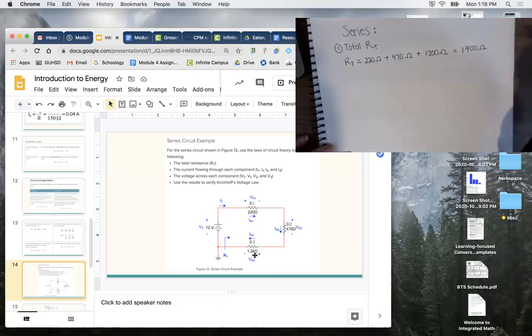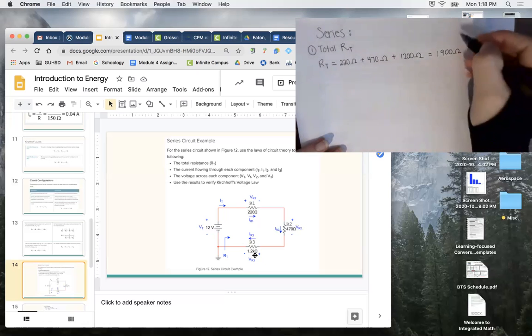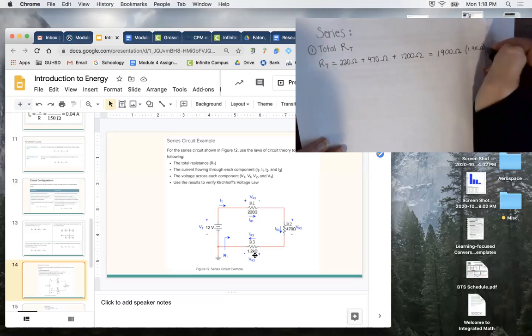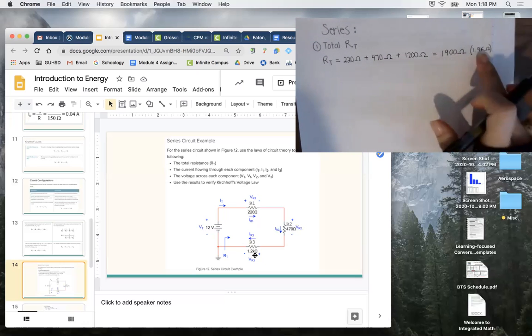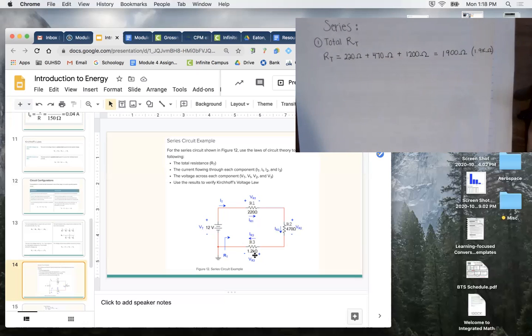The other way you might see that written, if you were looking at an answer key, they might put 1.9K ohms. That's very common, so I may as well get you guys used to that concept. Okay, 1.9K ohms. So I've done my total resistance.